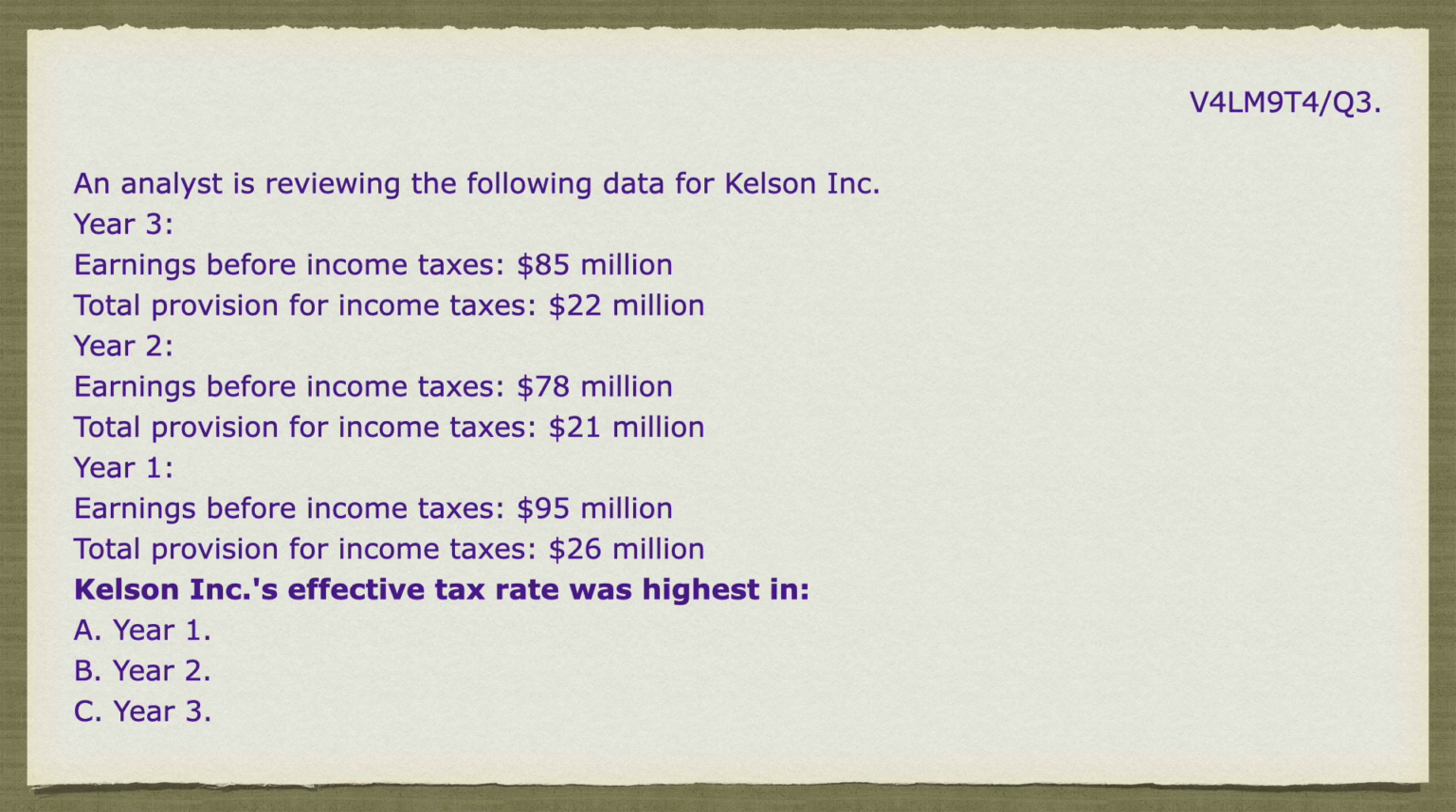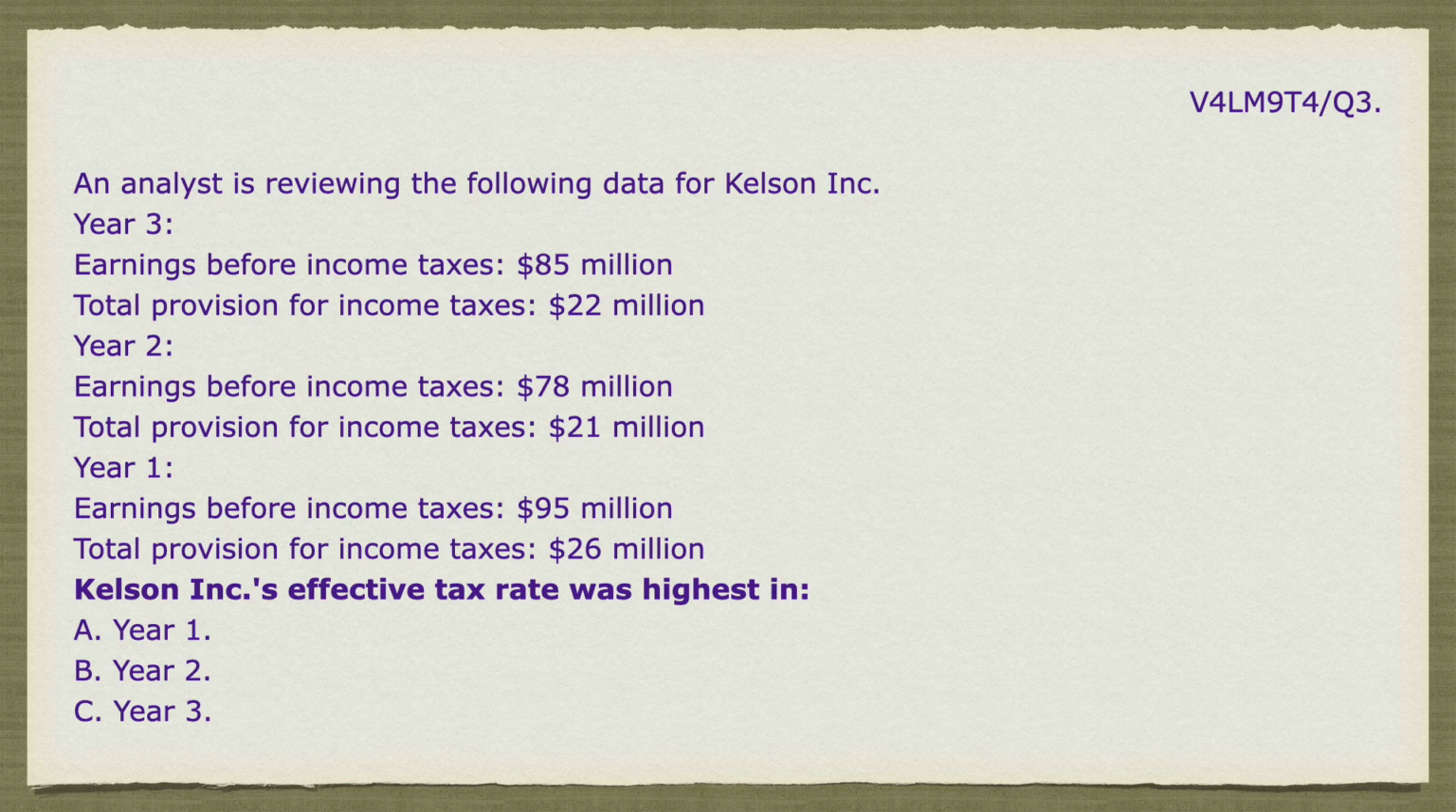An analyst is reviewing the following data for Kelson Incorporated. Year 3. Earnings before income taxes $85 million. Total provision for income taxes $22 million. Year 2. Earnings before income taxes $78 million. Total provision for income taxes $21 million. Year 1. Earnings before income taxes $95 million. Total provision for income taxes $26 million.